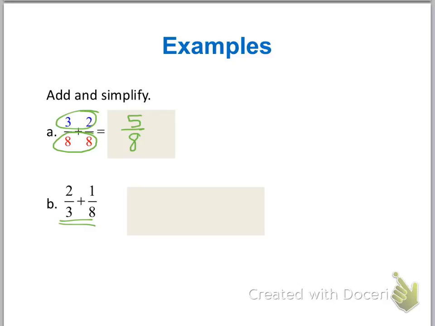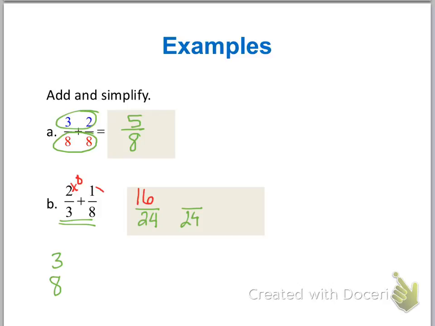In this case, I don't have a common denominator. I need to find the least common multiple. What number can I multiply each of these by to get a new denominator that is the same? I'm going to go with 24. So I'm going to multiply the first fraction by 8, because 3 times 8 is 24. That gives me a 16 on top.